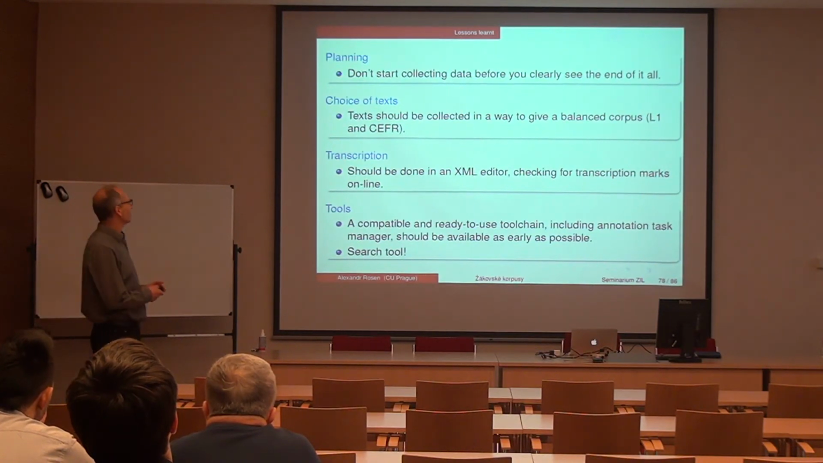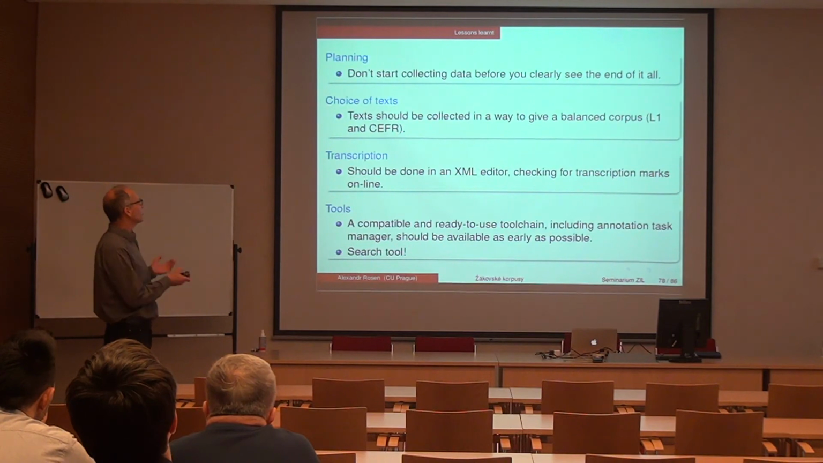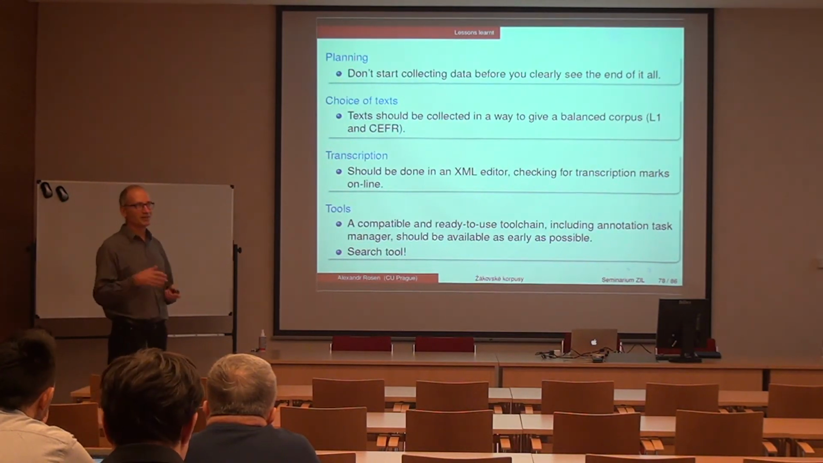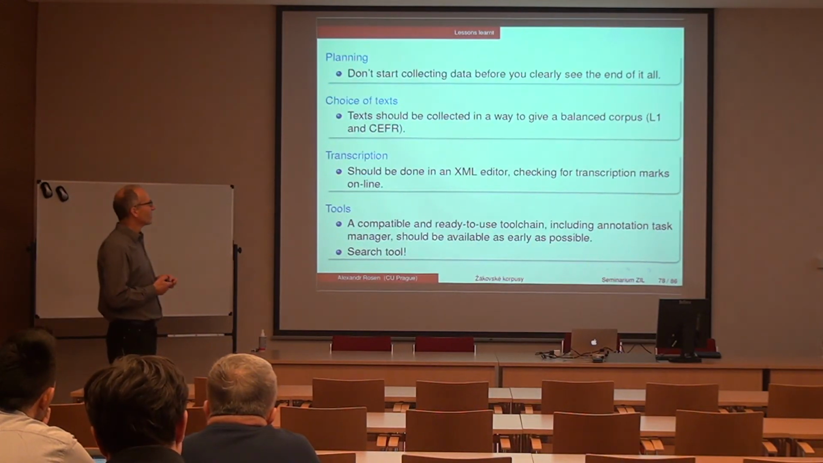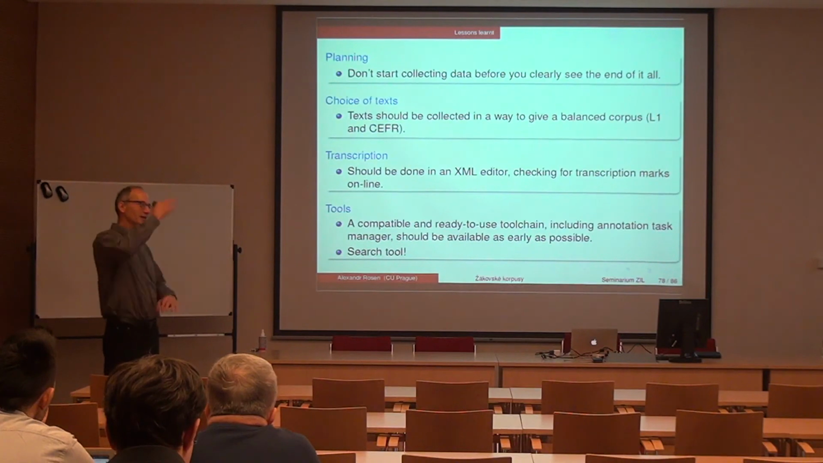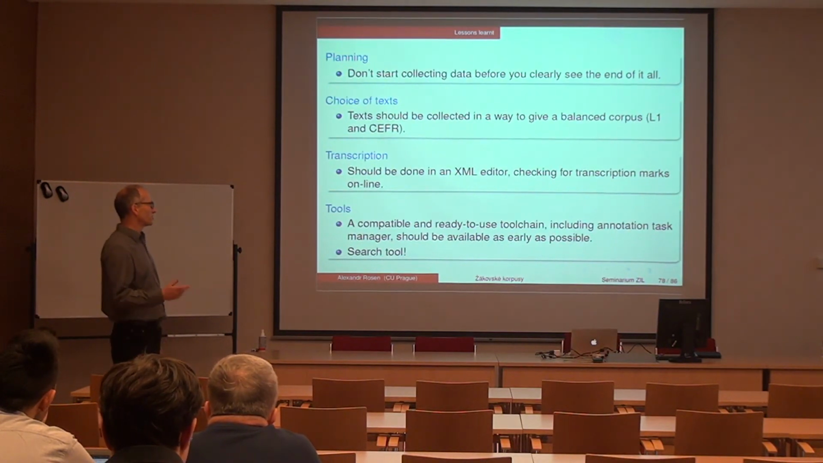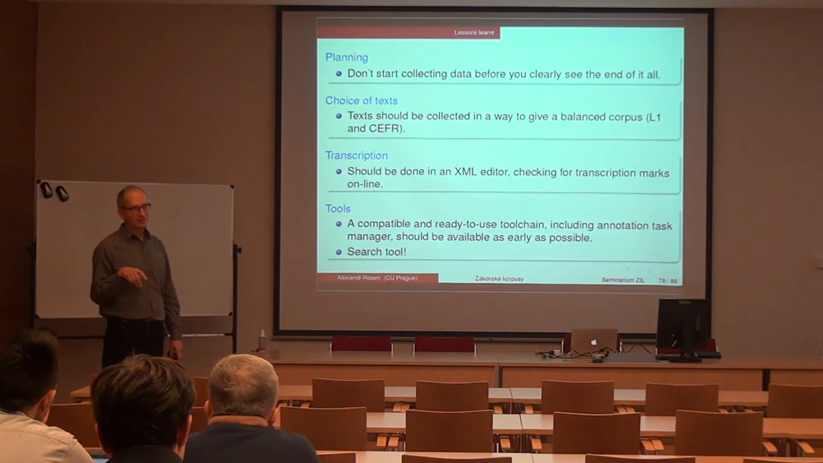Choice of text should be collected in a way to give a balanced corpus. So we have this imbalanced text, with so many Russian speakers, and so many A1 levels as opposed to C2 levels. The transcription should be done in an XML editor, checking for transcription marks online, not in plain Word.